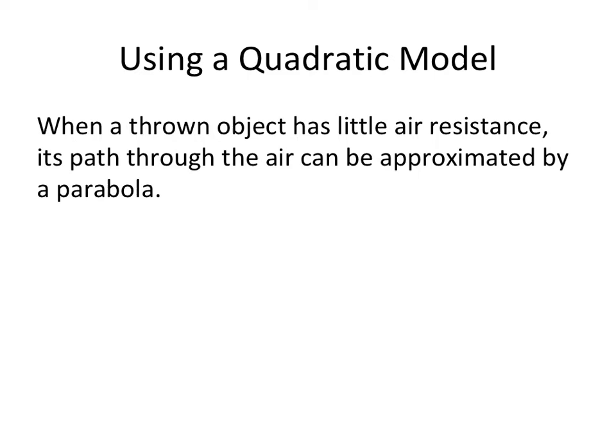For the first few cases, we're going to be talking about things that are thrown in the air. When an object is thrown with little air resistance, its path through the air can be approximated by a parabola. So this is basically in ideal weather conditions. It's not windy, not raining. There's nothing that's going to make it slow down or anything like that. So it might look something like this. We have a ball. When it's thrown, it'll follow a path that looks something like this.